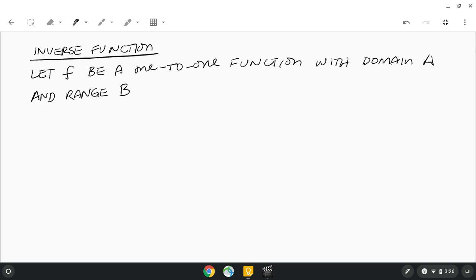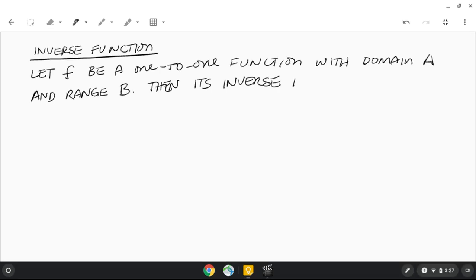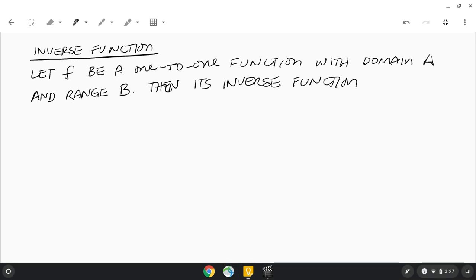Then its inverse function, and we use this notation f, and it's not that it's an exponent, it's a symbol. Okay, so f negative 1. Okay, that's the notation we use for inverse function. So f is a function with domain A, range B. So the inverse function has domain B and range A.